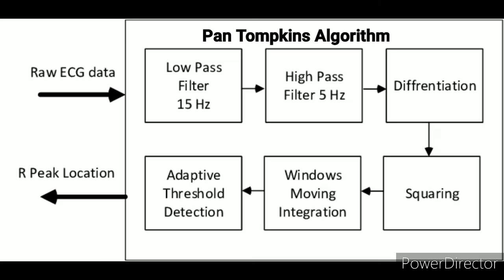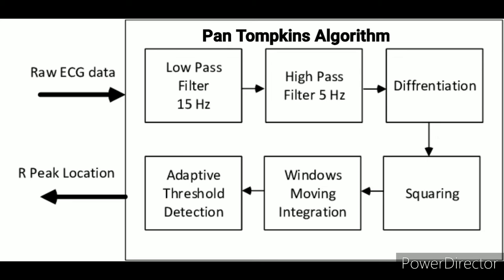The algorithm that we now wish to apply is the Pan-Tompkins algorithm. This is the block diagram of the Pan-Tompkins algorithm. The first stage is a low-pass filter with a cutoff frequency of 15 Hz. Then the next stage is a high-pass filter with a cutoff frequency of 5 Hz. Then we have a differentiator followed by squaring, then a moving window integrator, and in the final stage we have the adaptive threshold. This algorithm helps us to detect the QRS peak.